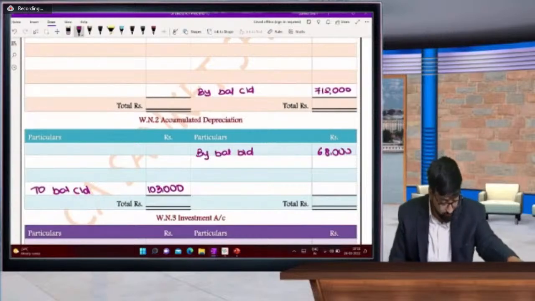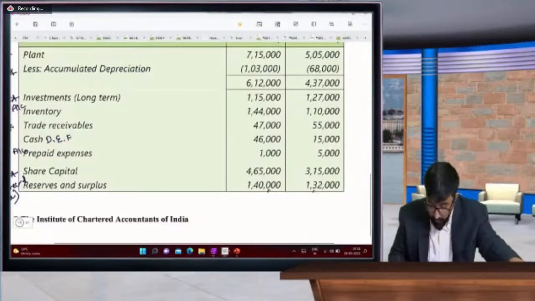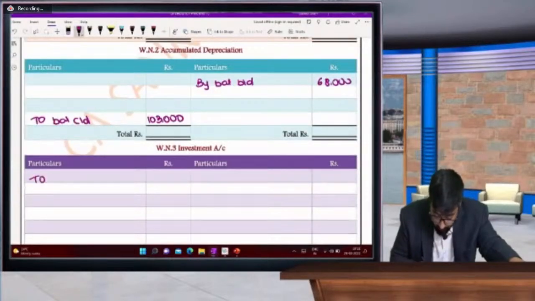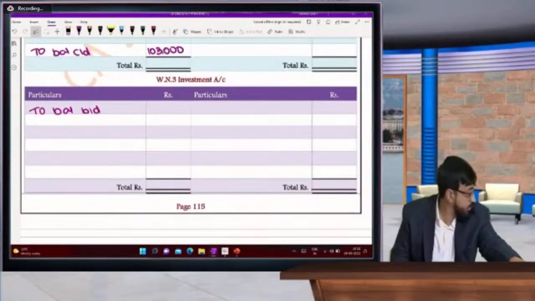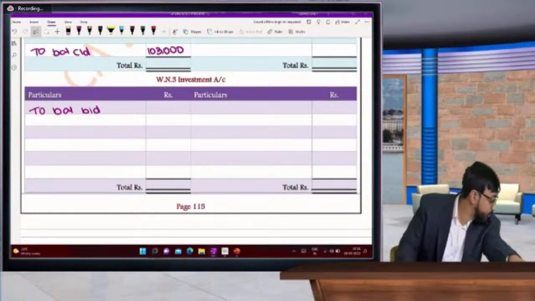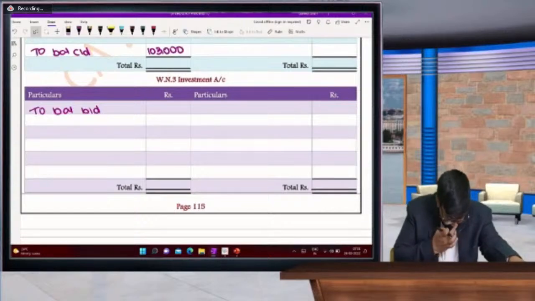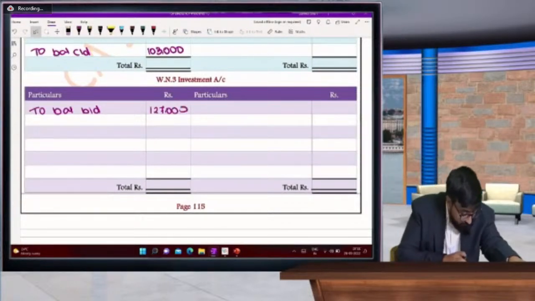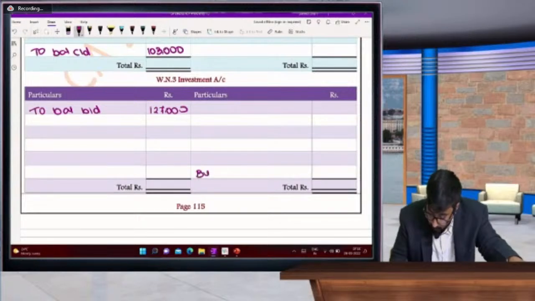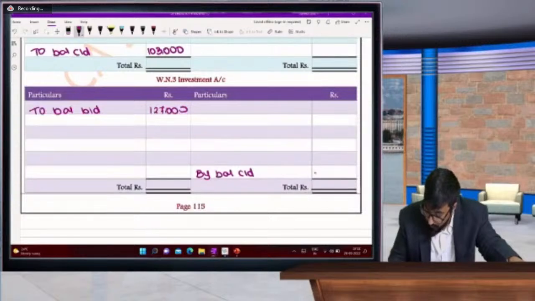Chalo. Accumulated depreciation we have finished. So we are moving to next one, investment account. Two balance brought down 1,27,000 and by balance carried down 1,15,000.